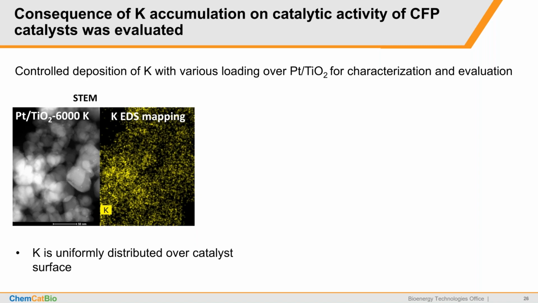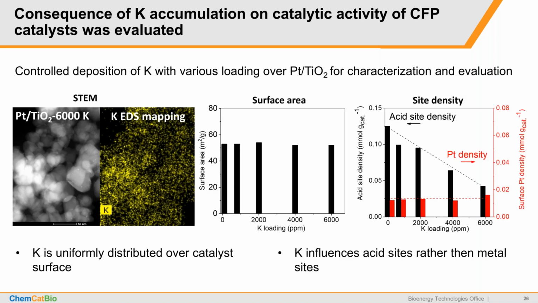So in this case, we conducted controlled deposition of potassium with different loadings over a platinum on titanium catalyst, and conducted extensive characterization and evaluation. First, we found that by doing this, we can actually duplicate what we observed on a real spent catalyst, and we get uniformly distributed potassium over the catalyst surface. The characterization really shows that by this potassium deposition, we are not influencing surface area or metal site density or metal surface area of this catalyst, but we are influencing acid-base site density, as shown here.